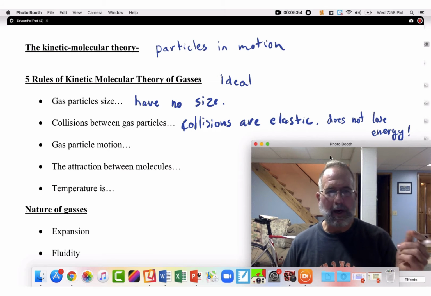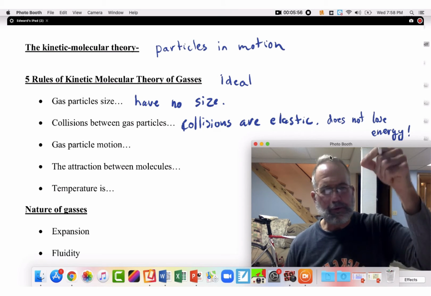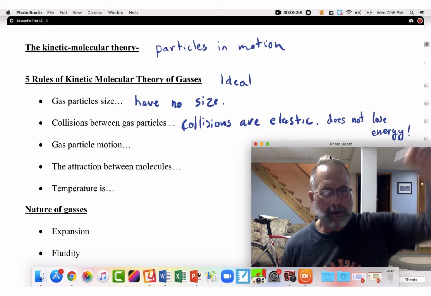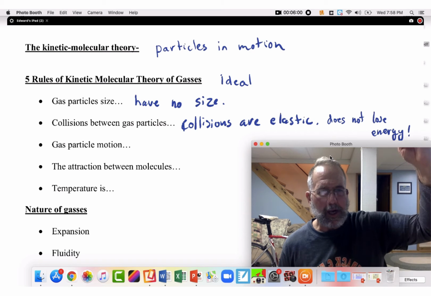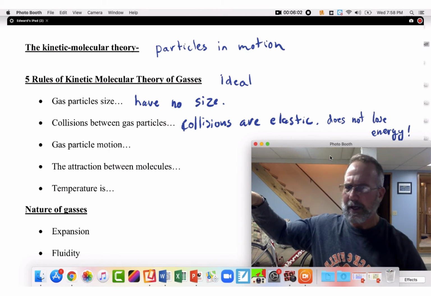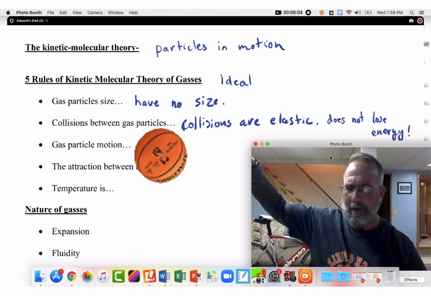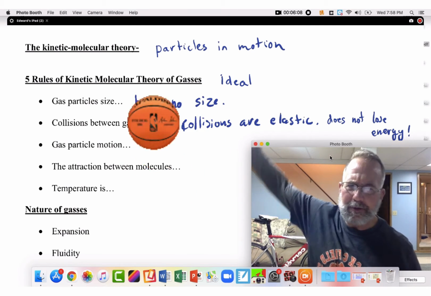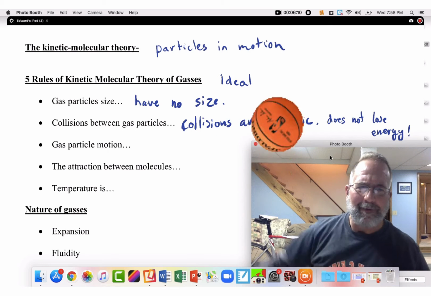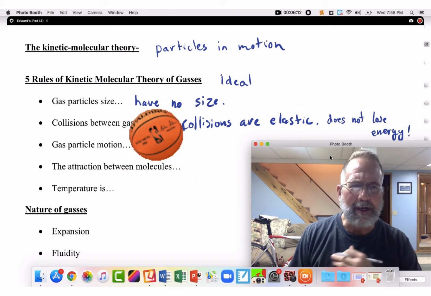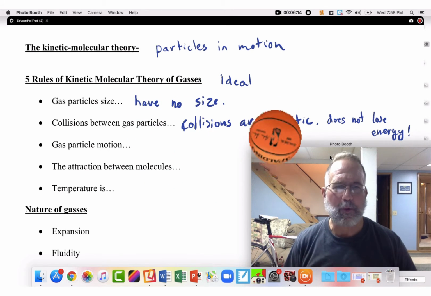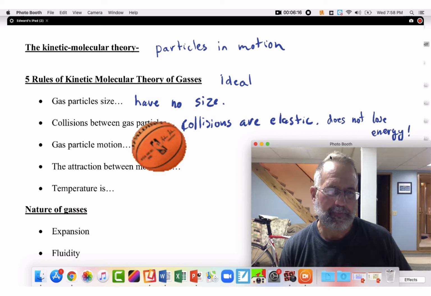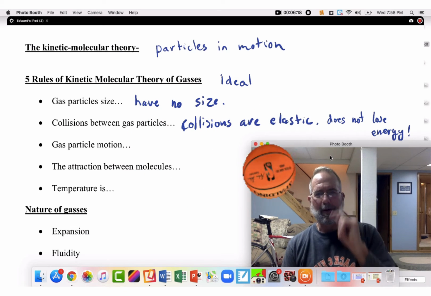Okay, so I always like to use those bouncy balls, those super balls. You drop them and they bounce really high, right? But they don't bounce as high as they originally were when you dropped them. A perfectly elastic collision, that ball would just bounce the same height forever and never stop. That's how we're going to pretend these gas molecules are. All right? All right, next one.